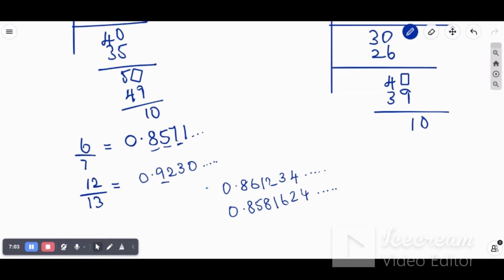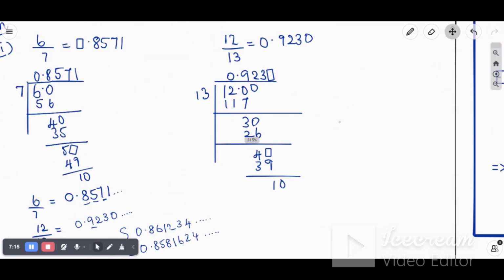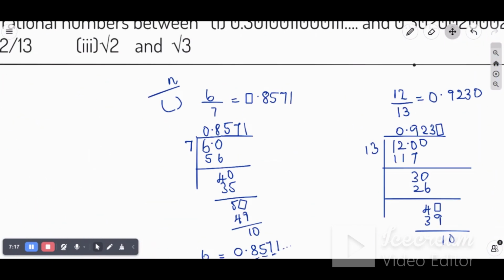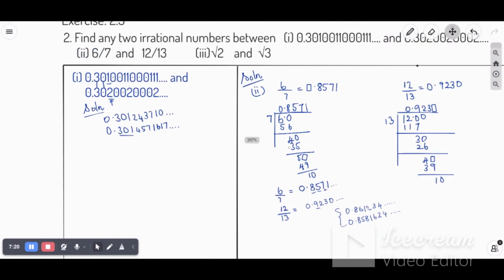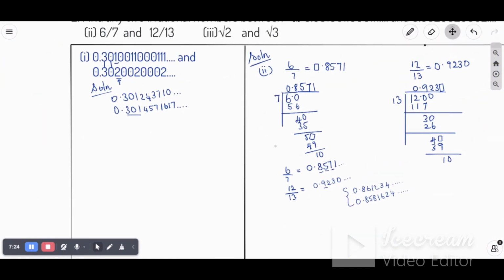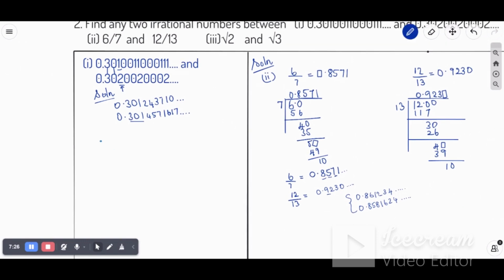So here are two irrational numbers between these two numbers, and they are not repeating and not terminating. So we have satisfied the conditions of irrationals. Now let us move on to our third question. What is our third question? Root 2 and root 3. We need a number between root 2 and root 3. Let me write it here. So that is the third question.